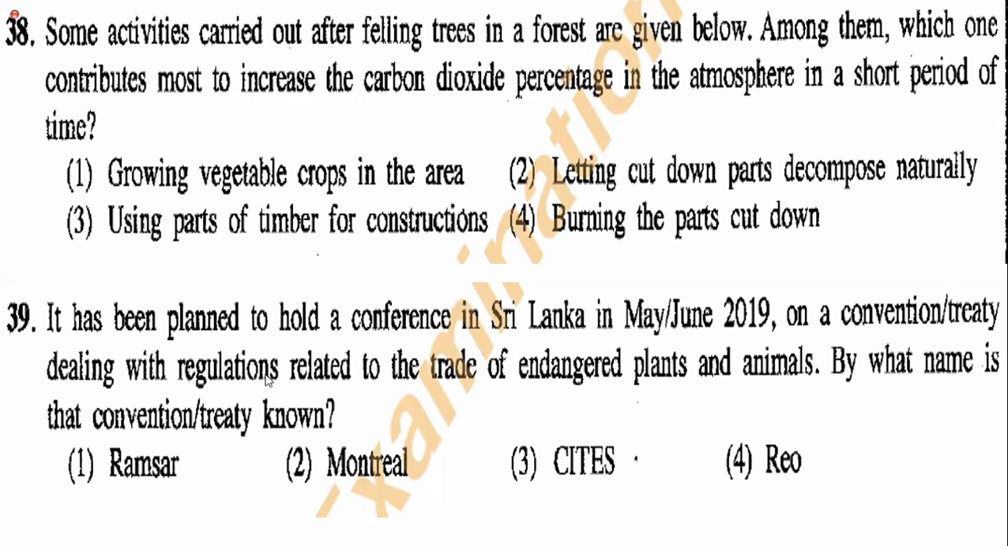So Ramsar is related to wetlands. Montreal is related to ozone layer depletion, protecting the ozone layer. CITES is related to trade of endangered animals and plants. Rio is related to the sustainable use of plants for the future world. Right? Which one is correct? Third.